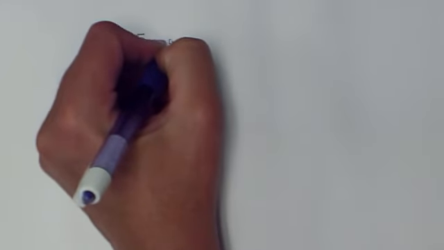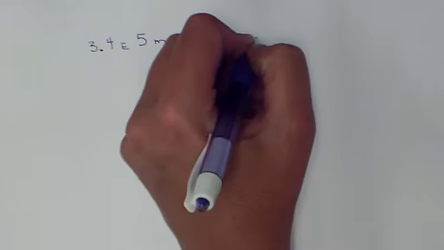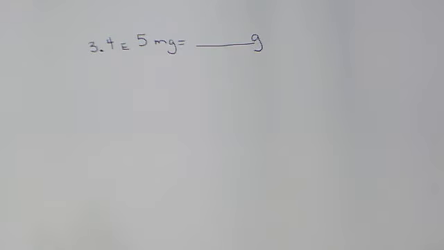Okay, I'm going to go over some conversions. We're going to do two simple conversions. Let's start with 3.4 E5 milligrams, and I want you to convert this to grams.